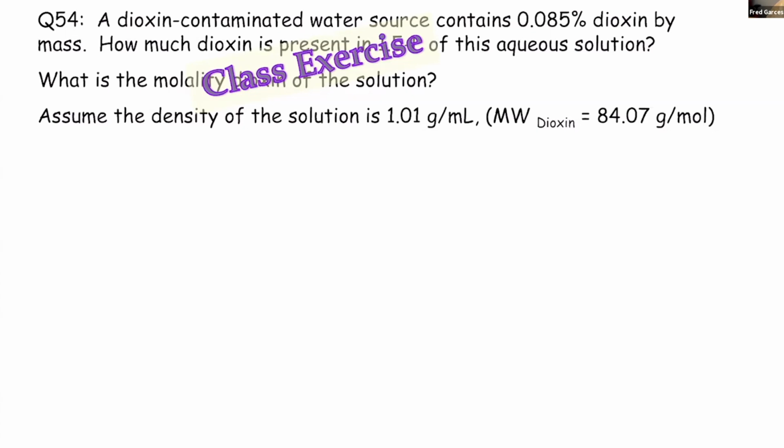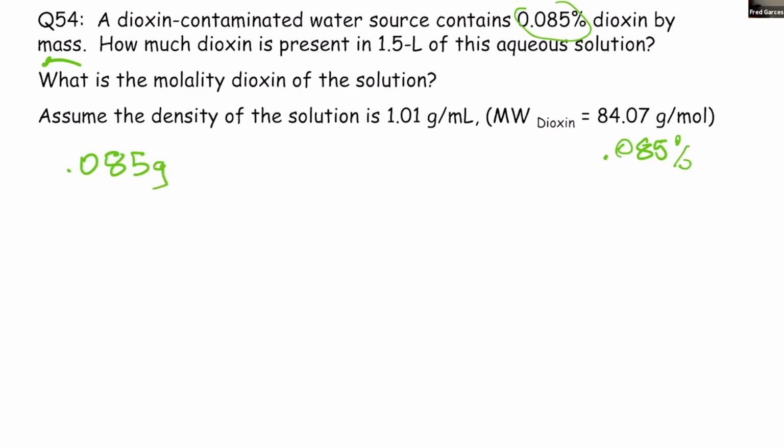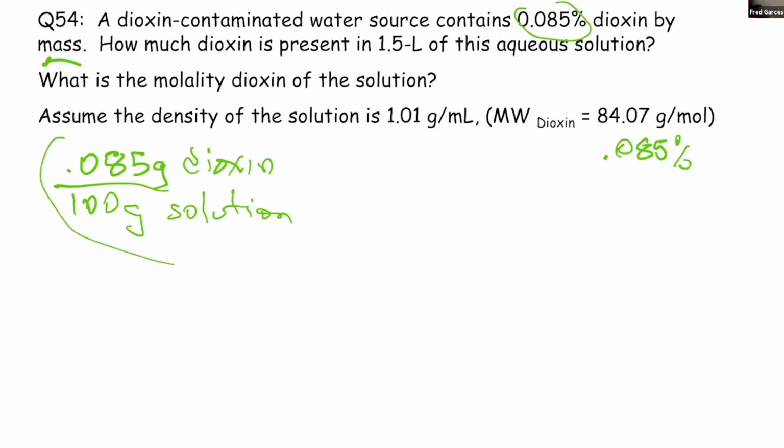A bunch of you got it right, but for those of you who were struggling a little bit, let me assist. Whenever you see this concentration, 0.085%, it tells you it's by mass. So you want to say it's 0.085 grams dioxin in 100 grams of solution. That's what 0.085% means. If you take 0.085 divided by 100, multiply by 100, you get 0.085%. You can use that as a way of getting information about the solute and then the solution.